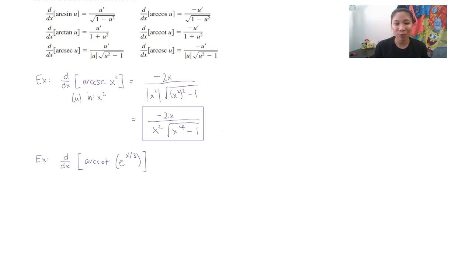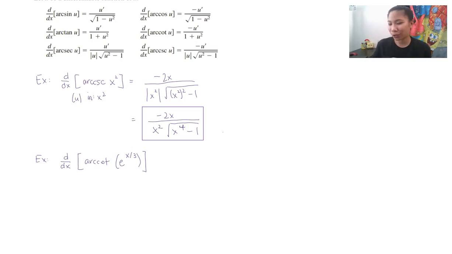All right, this next example is slightly more complicated. We are taking the derivative of arc cotangent of e to the x over 3 power. Whew. So here, technically, we have two different things to consider as u, because I have stuff inside the parentheses, but then e to the whatever power itself also has another derivative. So slightly more complicated here.